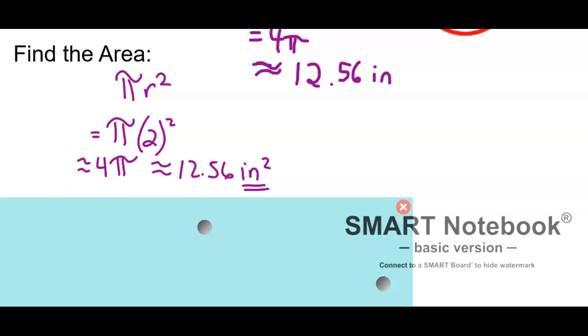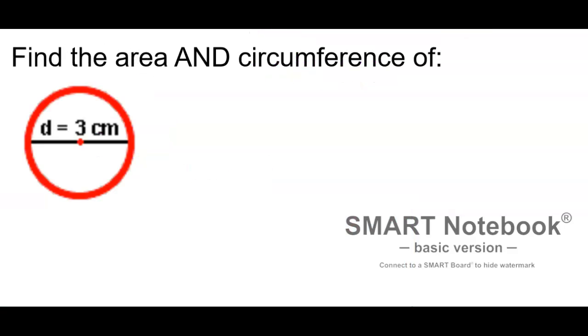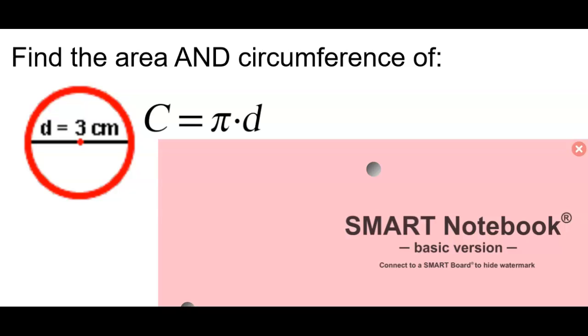All right, let's try another one. I want to find the area and the circumference of this circle. So write down your area equation, write down your circumference equation. What do we know here? We know our diameter. So to find our area, do we have the correct information? Oh, well, let's do circumference first. Sorry. For circumference, we have all the correct information.